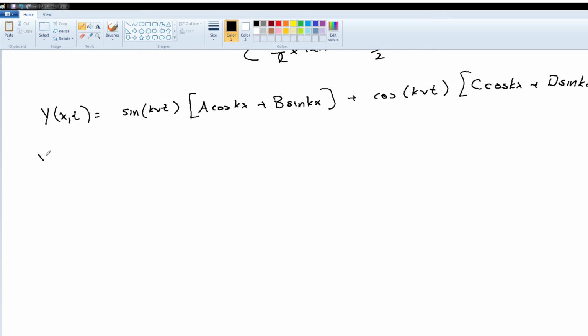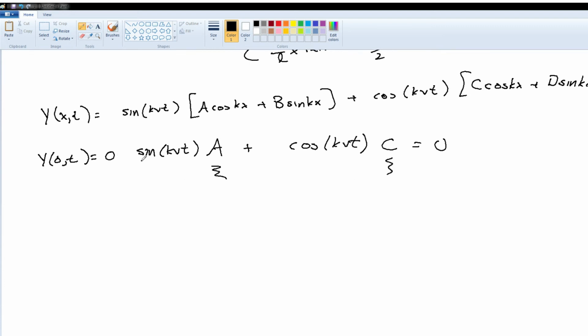Okay, so that says that at position 0 for all time, the end is fixed, so this vertical displacement is 0. When x is 0, we're just left with a, and over here, we're just left with a c. So what does this say? We have a linear combination of two linearly independent functions, where the coefficients are a and c. Therefore, a and c have to be 0. Okay, that's from the left boundary.